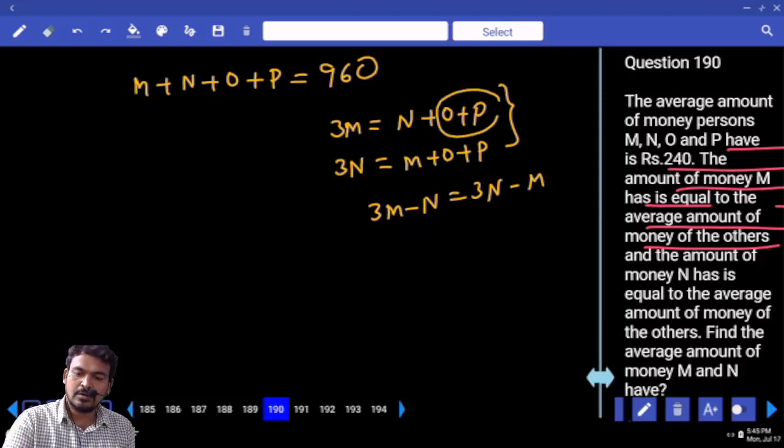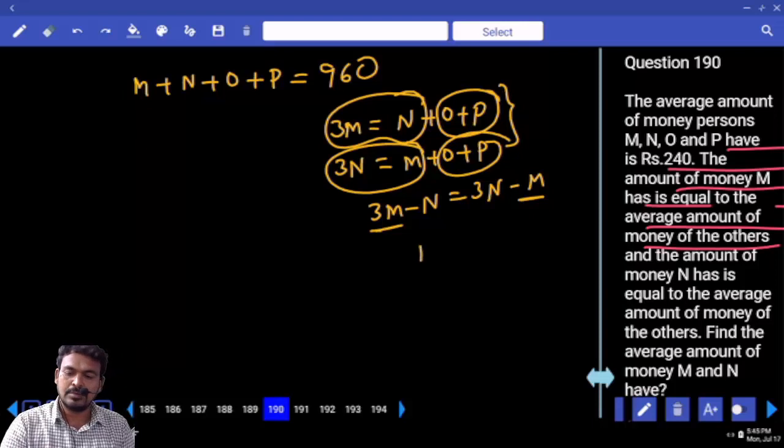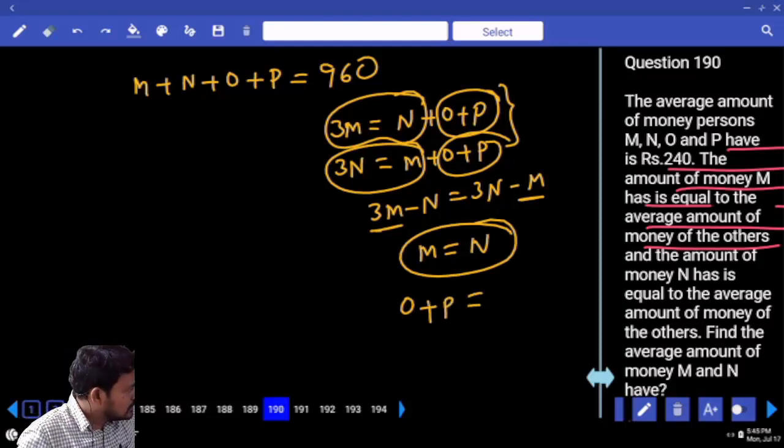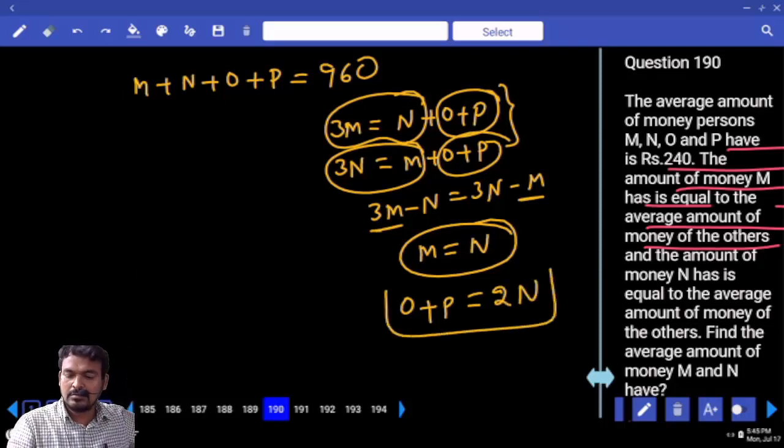O plus P equal to 3M minus N. O plus P equal to 3N minus M. Both are equal, so one will be 3M, another one minus M. Total it is 4M equal to 4N. Then M equals the N value. Then O plus P equals 3M, which means 3N, minus N, so O plus P equals 2N.